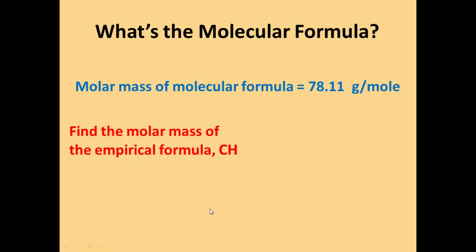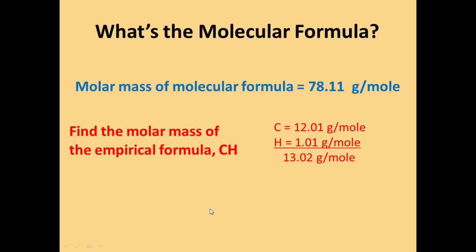Do a little calculation with me. Let's find out what the molar mass of CH is. Again, looking on our periodic table, we know that a carbon has a molar mass of 12.01 grams per mole, and a hydrogen has a molar mass of 1.01 grams per mole. When we add that up, it's 13.02 grams per mole.